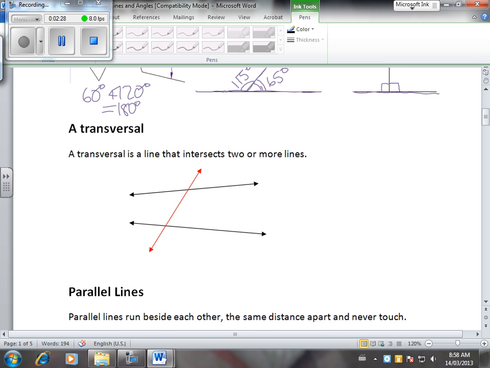Our second word is transversal. And a transversal is a line that intersects 2 or more lines. Okay, so this red line here is a transversal. That's all it is. If you have a line that goes through 2 other lines, or 3 other lines, or 4 other lines, it's called a transversal.